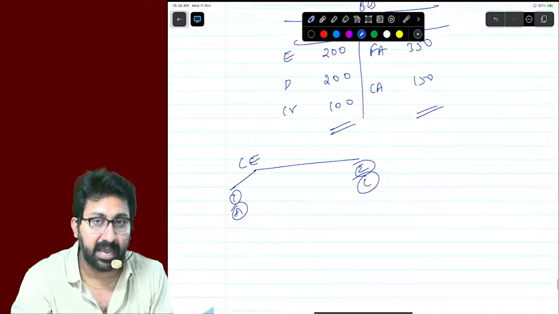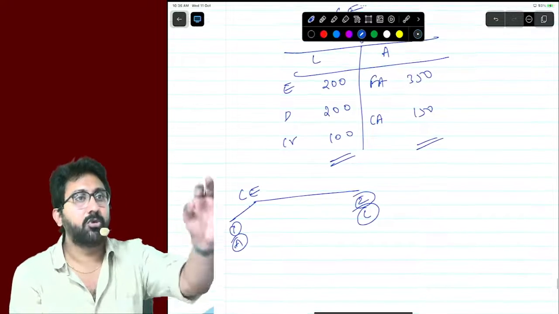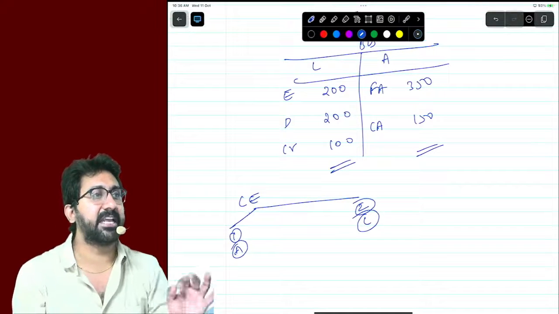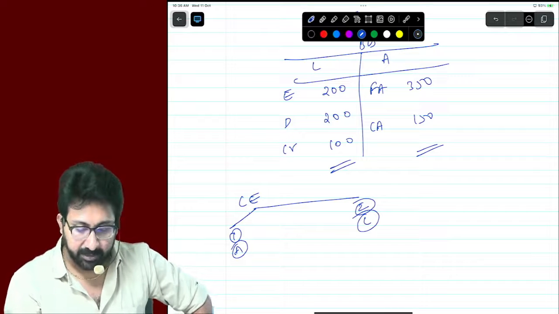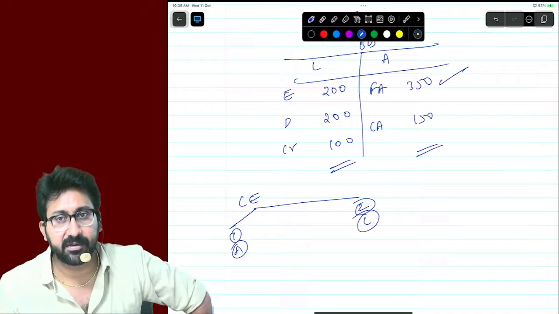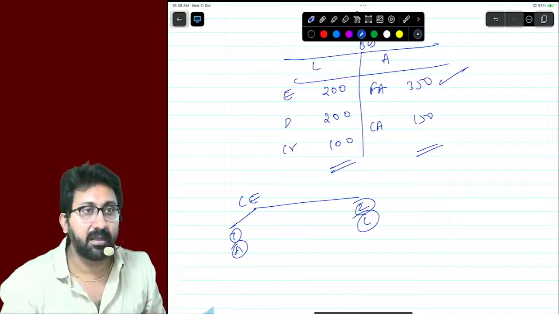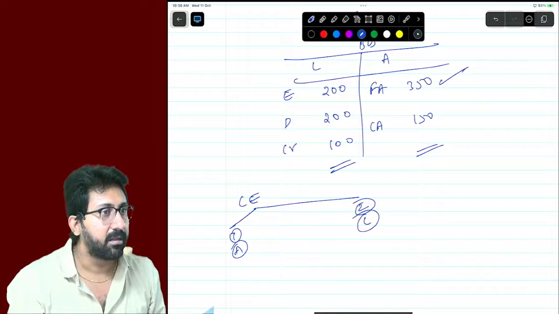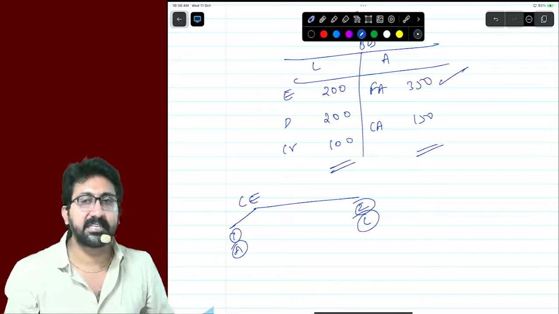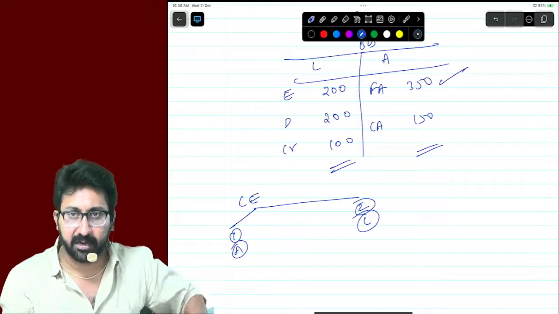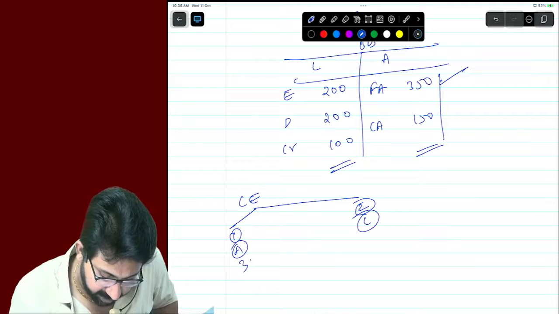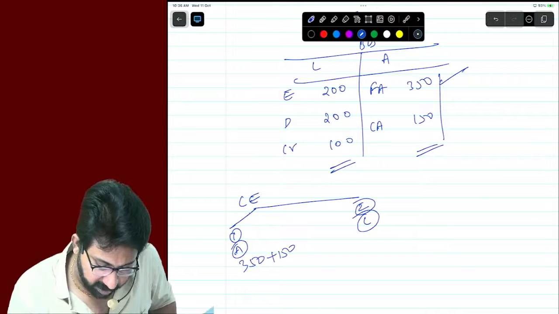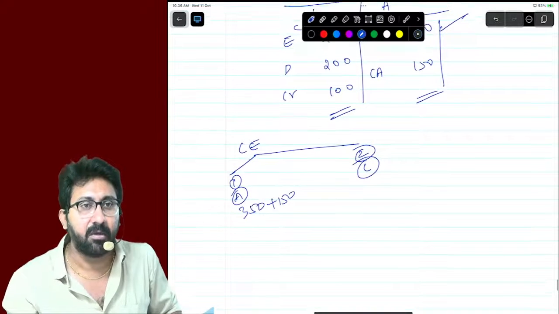When you go by the assets side of capital employed, you buy fixed assets out of funds. That means, how much did I spend on fixed assets? From where did you get the money? From capital only you should get. Assets are purchased out of the capital infused. So these two: 350 plus 150.